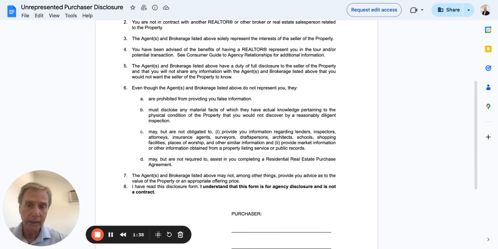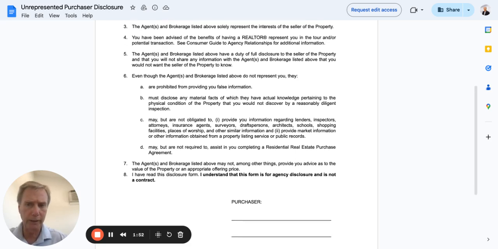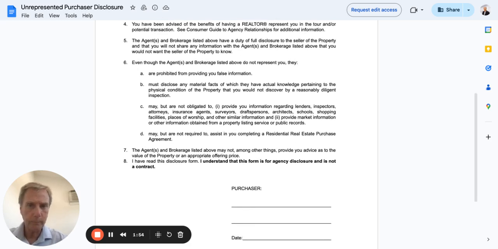Number four, the buyer has been advised of the benefits of having a realtor represent them, and they've been given the consumer guide and understand the different relationships available to them, but have still chosen to be unrepresented. Number five, it says that you have a duty to share any information that they share with you. So if the buyer shares any information with you, you're obligated to share that with the seller.